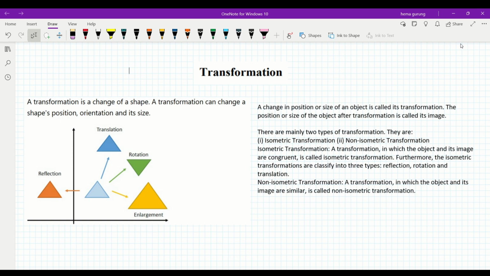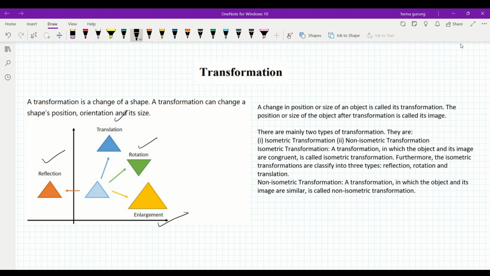So today we are diving into one of the most exciting topics in coordinate geometry. It helps us understand how shapes move, flip, turn or grow on a grid. You see the example here. Here is a quick look at the four main types of transformation: translation, rotation, enlargement and reflection. In this video, we are going to dive deeper into one of these transformations, reflection, and understand how it works on a coordinate grid.